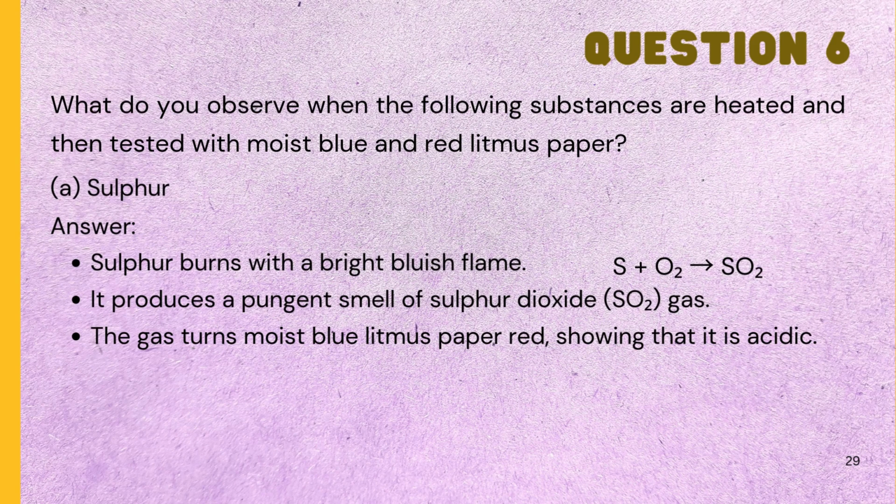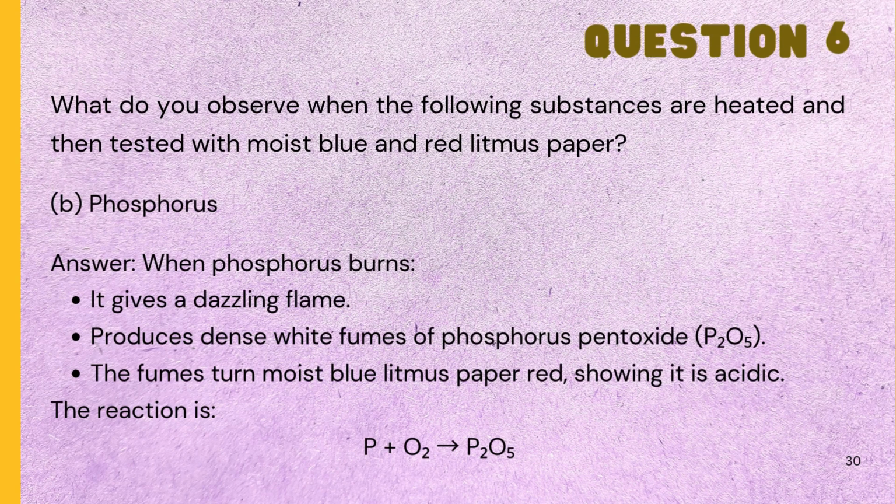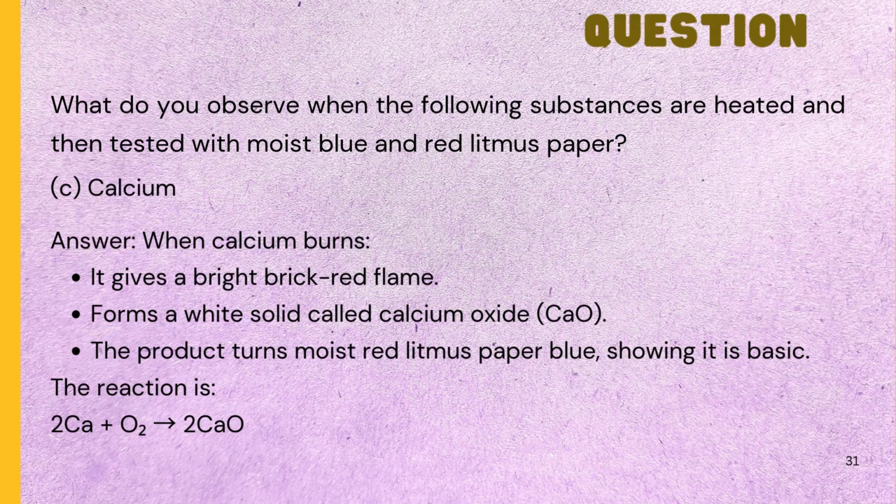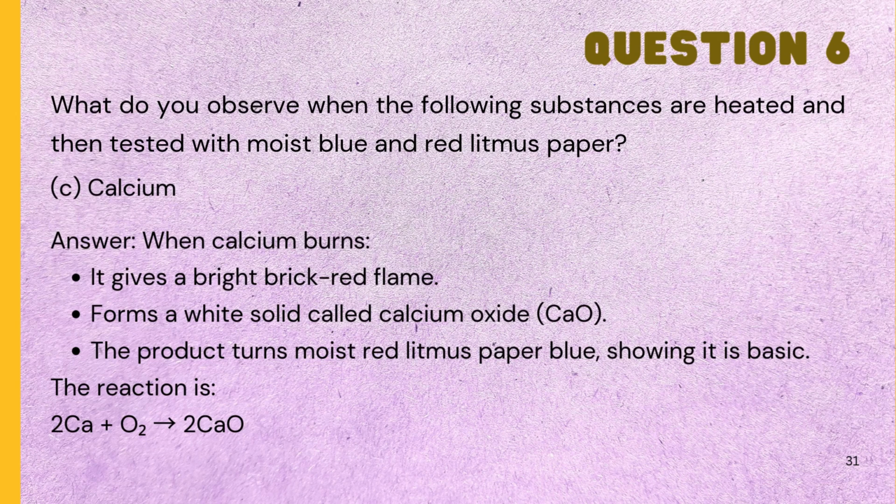B. Phosphorus. Answer: when phosphorus burns, 1. It gives a dazzling flame. 2. Produces dense white fumes of phosphorus pentoxide, P2O5. 3. The fumes turn moist blue litmus paper red, showing it is acidic. The reaction is P plus O2 gives P2O5.